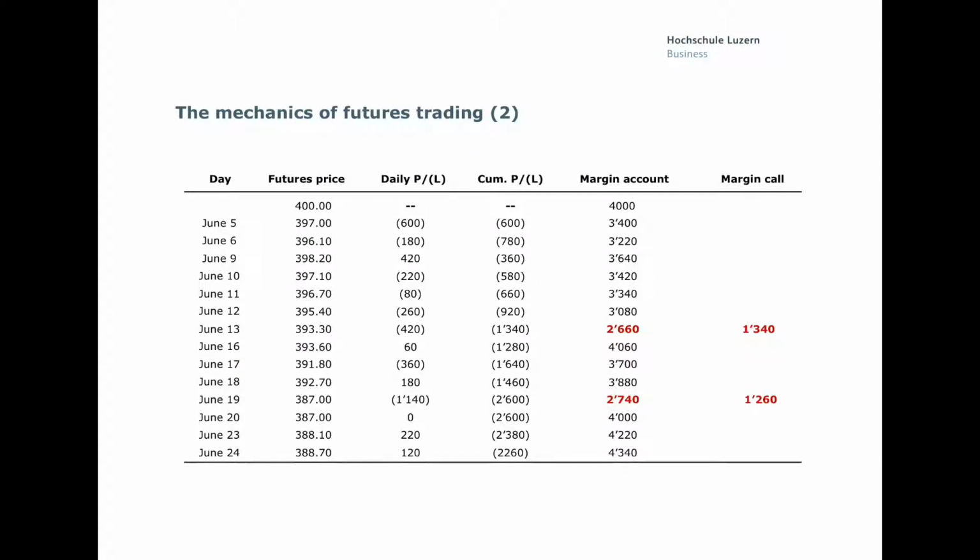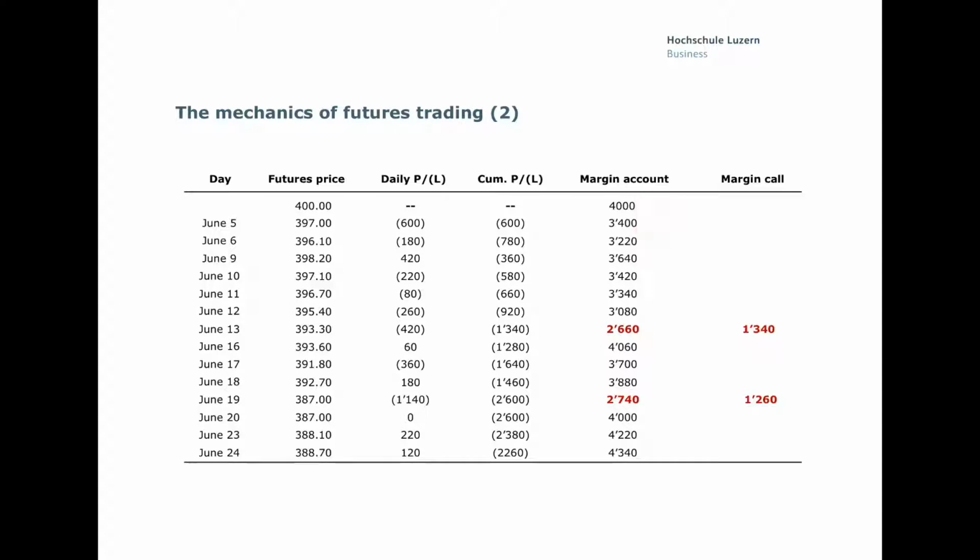Suppose now on June 5th the futures price drops to $397, which implies a loss of $300 per contract. Since the investor holds 2 futures contracts, the total loss on the trading day corresponds to $600. Since losses are settled daily, the clearinghouse deducts the $600 from the investor's margin account.